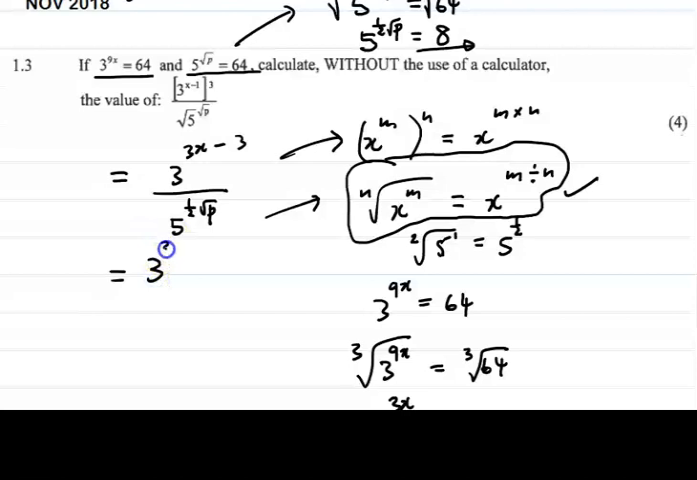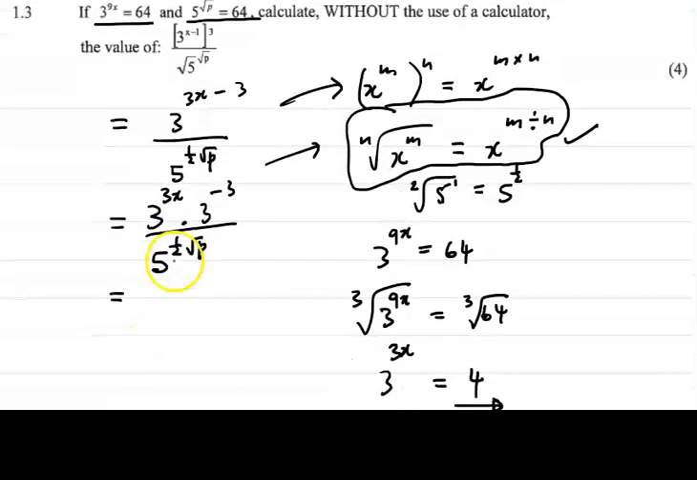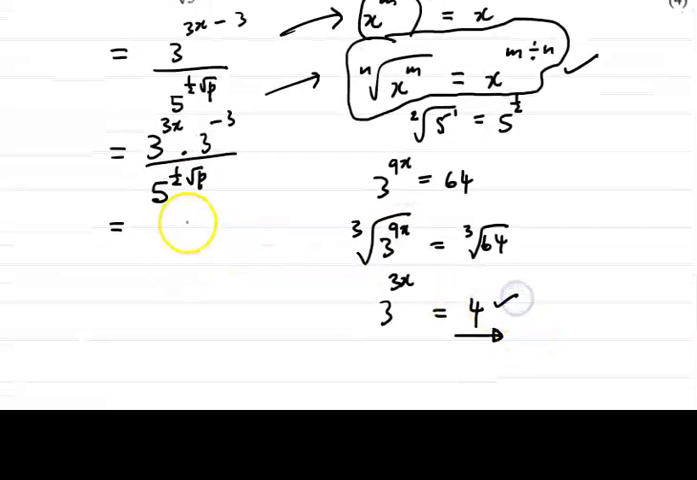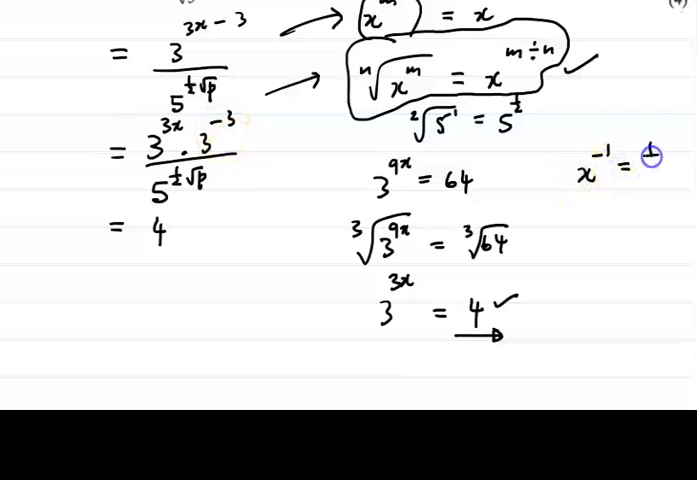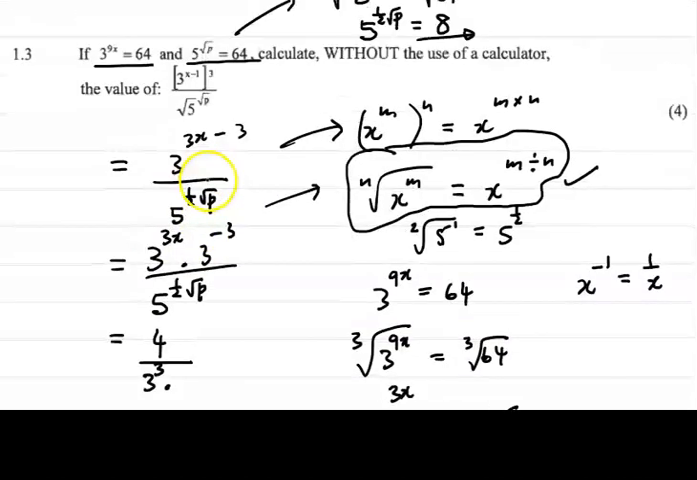So now I've got 3 to the 3x times 3 to the minus 3 all over 5 to the half root p, which equals 3 to the 3x is equal to 4. So I'll write 4. 3 to the minus 3. Remember this rule here: x to the minus 1 equals 1 over x. So I can now take that to the bottom. So it will become 3 cubed times 5 to the half times root p.